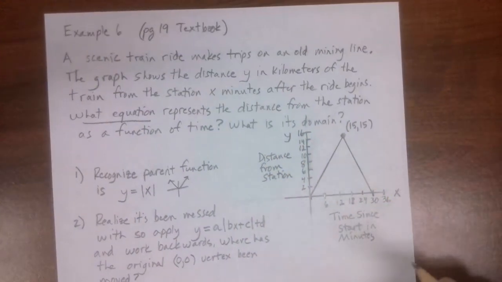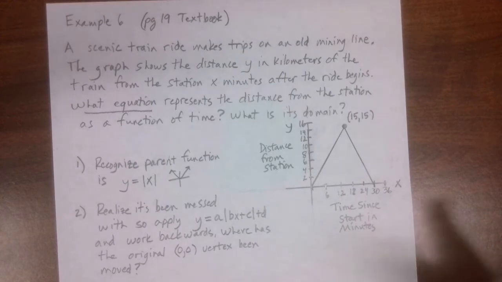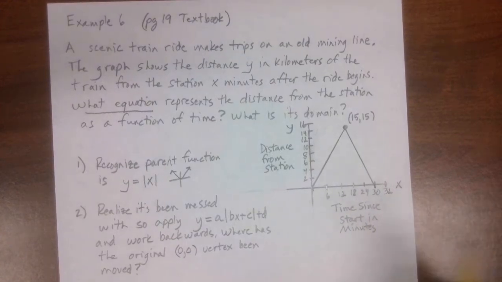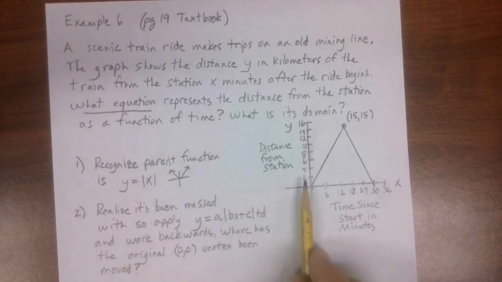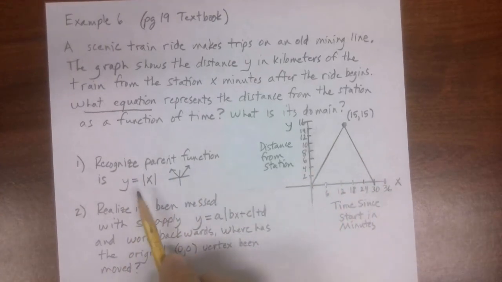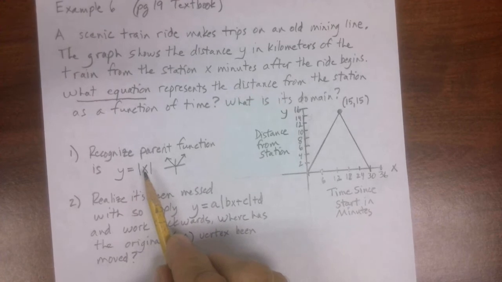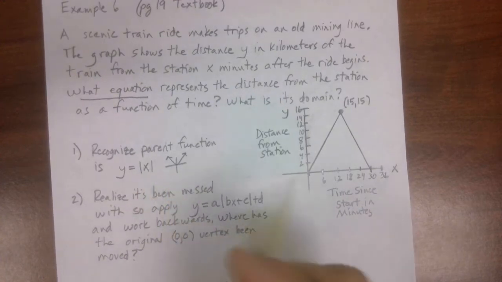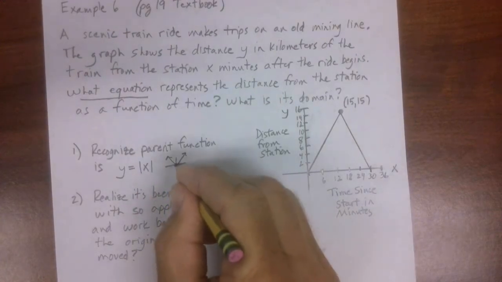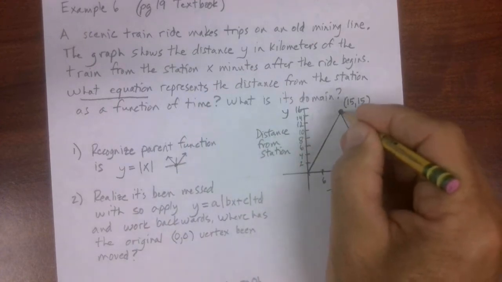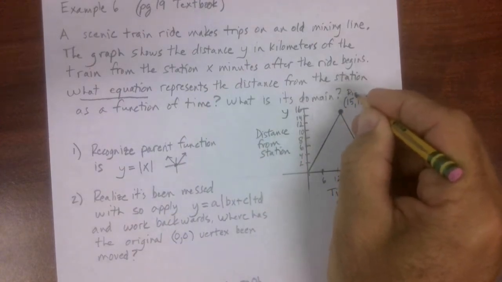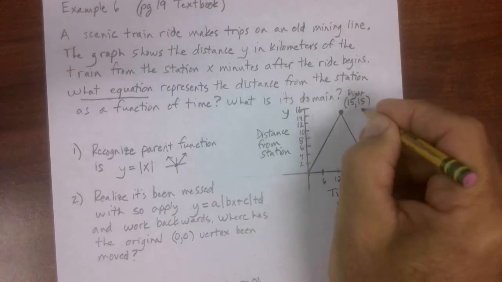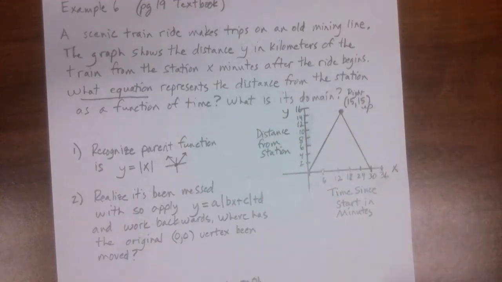Now, that's pretty intimidating. So like, whoa, I have to build an equation? It's not that hard. Step 1, just recognize, hey, it looks like an absolute value problem, so my parent function is going to be y equals the absolute value of x, which looks like this. Now pay attention to that point. That point got moved to here. So I had to move right 15 and then up 15.